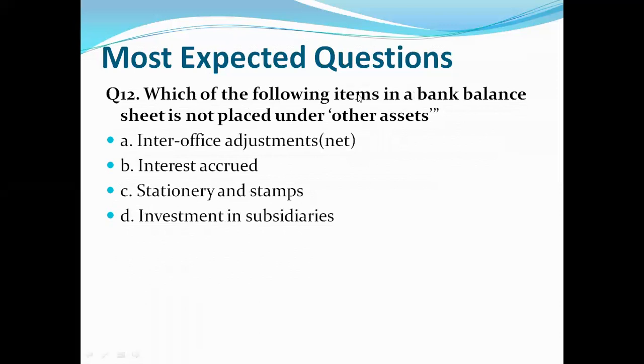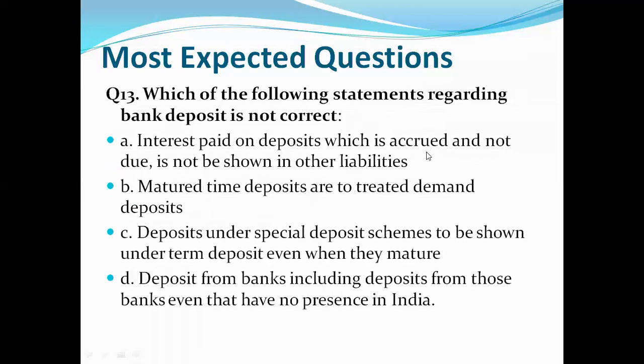Let's move to question number 12. Which of the following items in a bank balance sheet is not placed under other assets? Inmein se kaun si item hai jo other assets mein place nahi ki jaati hai? Our options are inter office adjustments, interest accrued, stationery and stamps, investment in subsidiaries. Correct answer is D, investment in subsidiary. Investment in subsidiary other assets mein nahi aati hai.